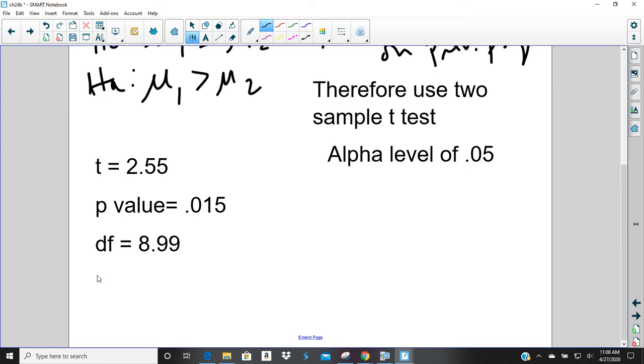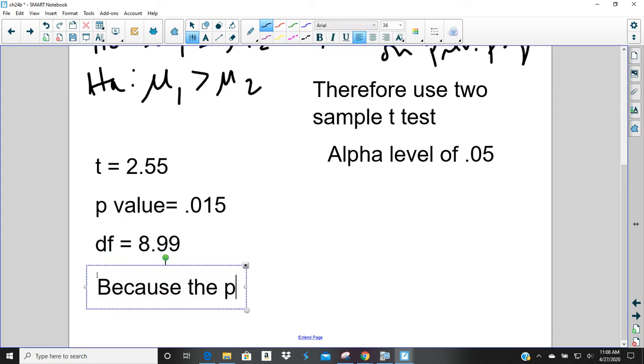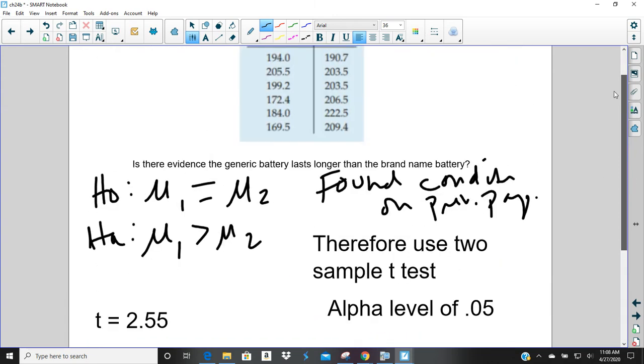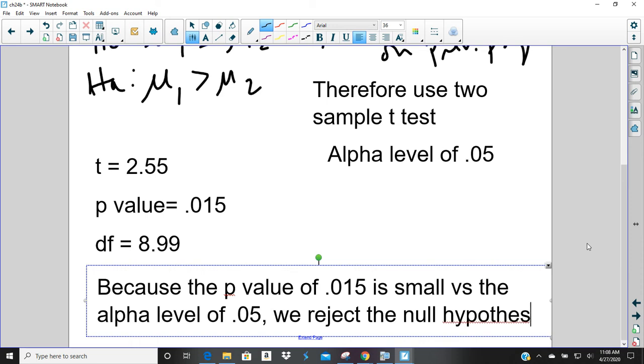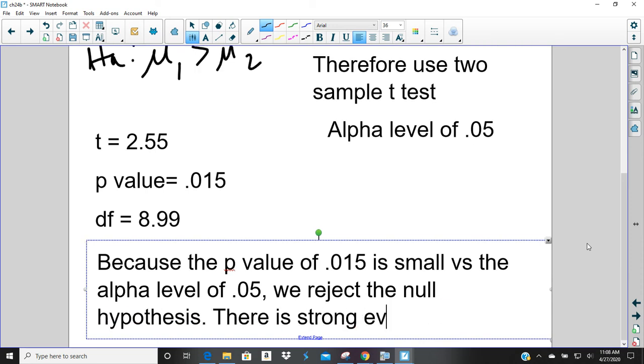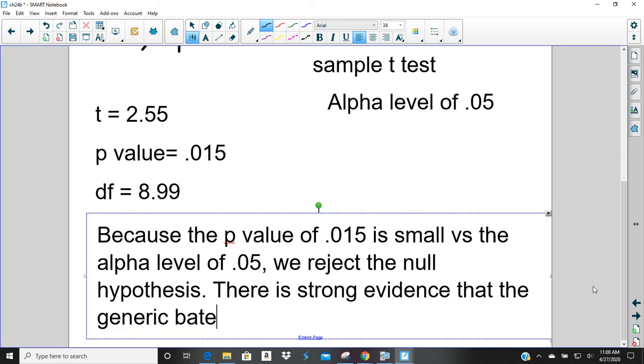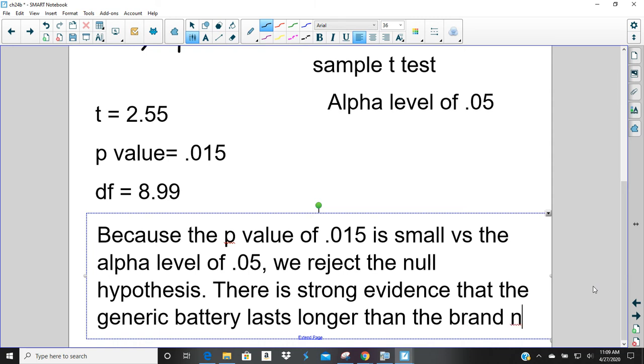I obtained my p-value. So I'm going to make a recommendation. Because the p-value of 0.015 is small versus the alpha level of 0.05, we reject the null hypothesis. Is there evidence? Yes, there is strong evidence. You just repeat pretty much what the question says, 98% of the time: evidence that the generic battery lasts longer than the brand name battery.